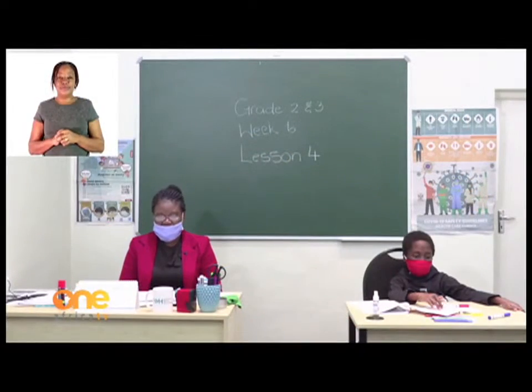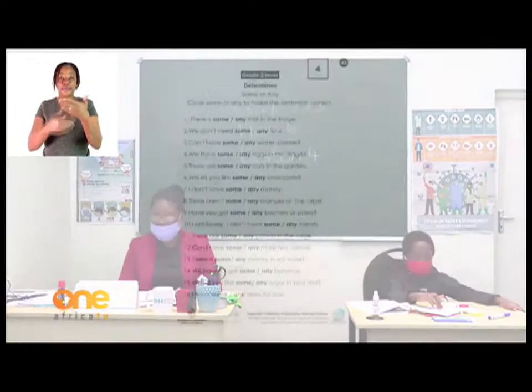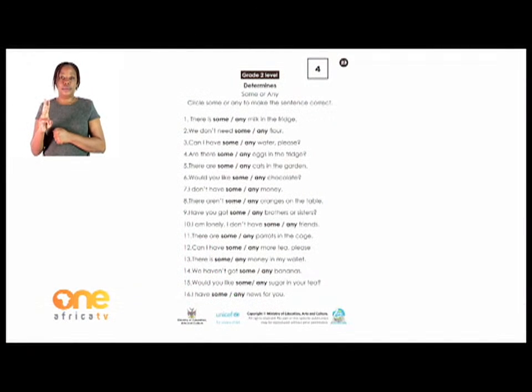Let's go over to page 23 with the grade 2s. I hope you are still with me, grade 2s. Okay, we are going to look at the words which are determiners. We are only going to look at the words on that page, which are some or any. Only two of them. There are a lot of determiner words, but we are only going to look at some and any.